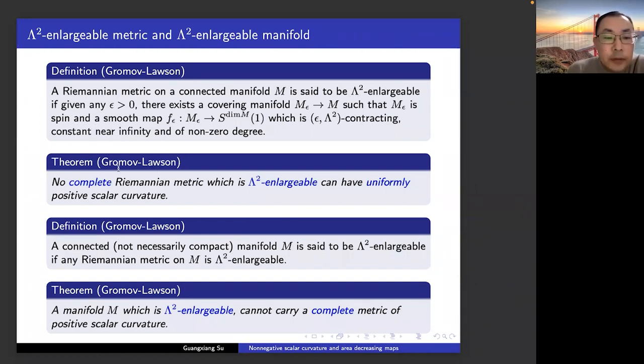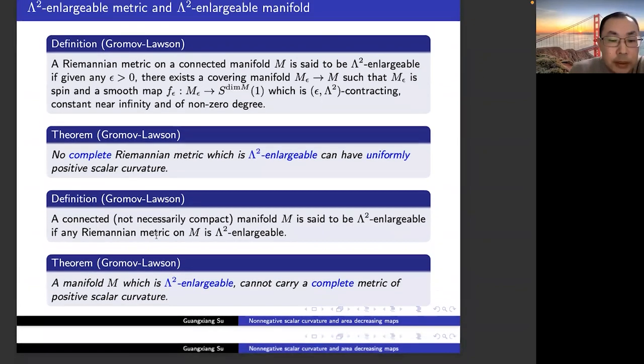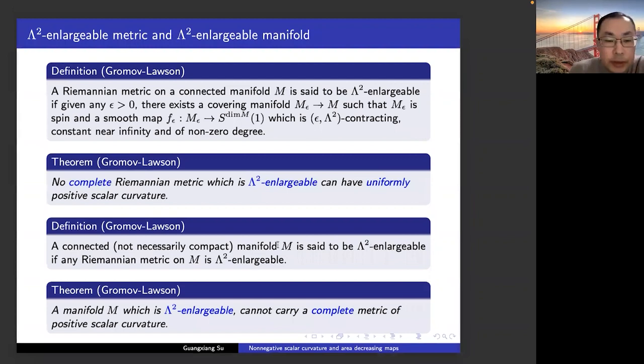A famous theorem of Gromov-Lawson says that no complete Riemannian metric which is lambda 2 enlargeable can have uniform positive scalar curvature. Another definition of Gromov-Lawson is a lambda 2 enlargeable manifold. It says that a connected manifold is said to be lambda 2 enlargeable if any Riemannian metric on M is lambda 2 enlargeable. And a famous theorem of Gromov-Lawson says that a manifold which is lambda 2 enlargeable cannot carry a complete metric of positive scalar curvature. With our method, we can extend these two theorems to the foliation case.